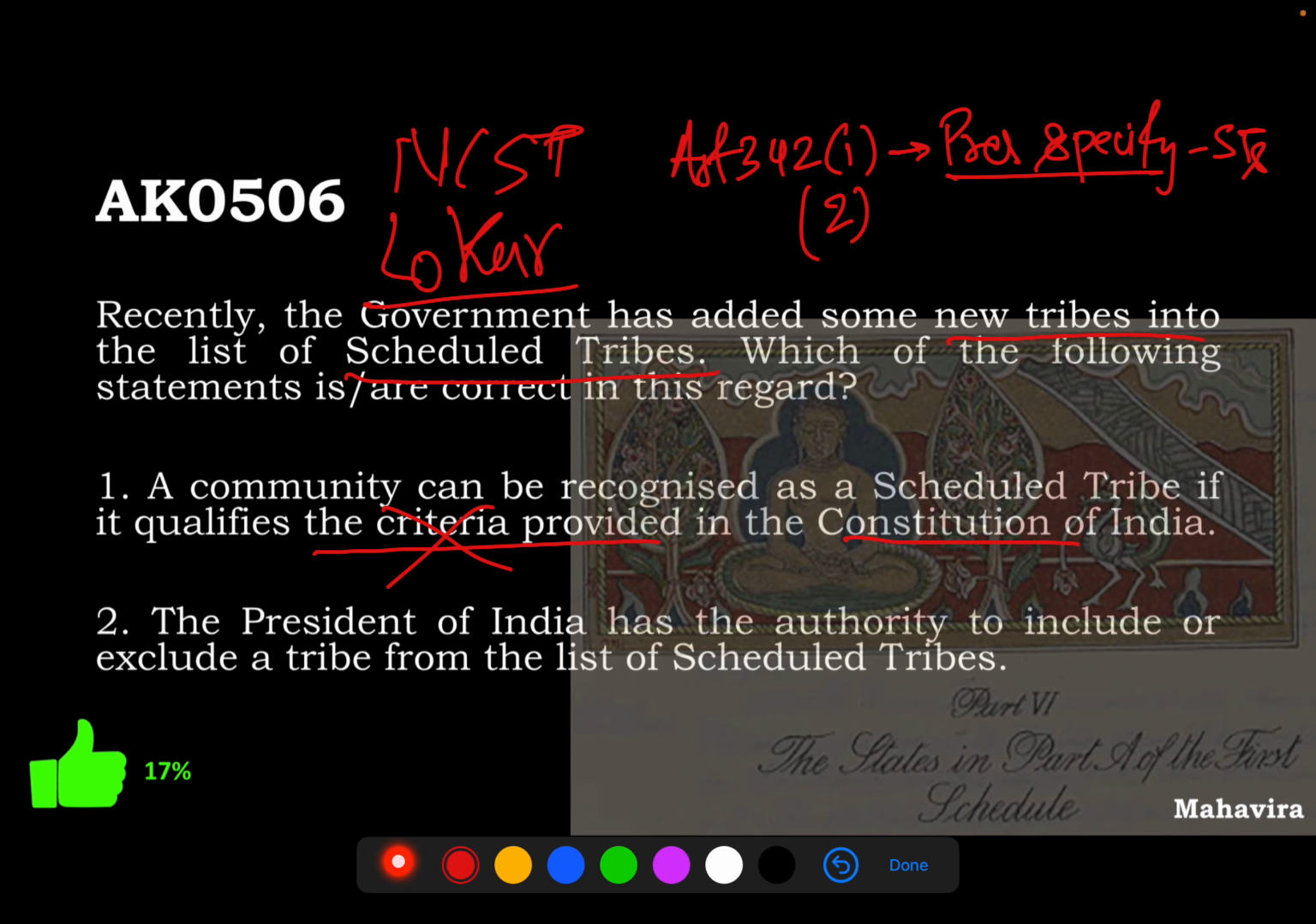So President has already done that in 1950 itself. A notification was issued, and President cannot modify the list by another notification. They can make one notification which has been done.